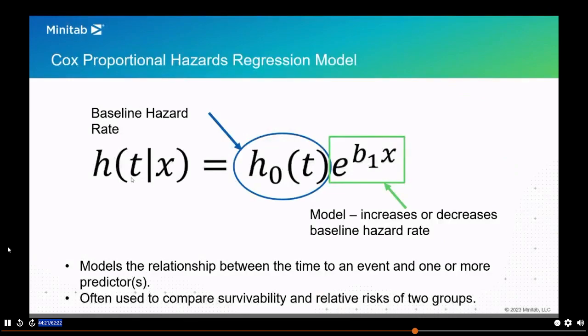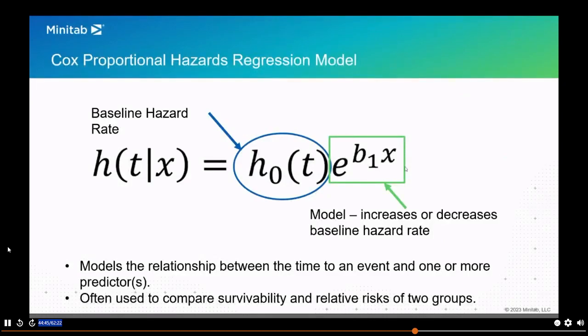But what we're going to do is look at how the hazard, that's kind of our baseline, changes based on just a model. So this right side is going to increase the baseline hazard. The baseline hazard in this case is going to be the old design. How does that old design change based on all of these things that I can change in an actual model?